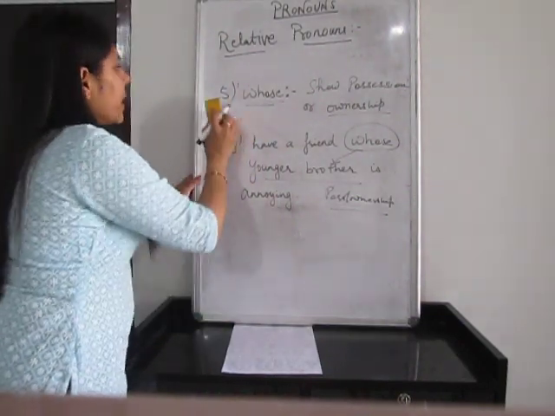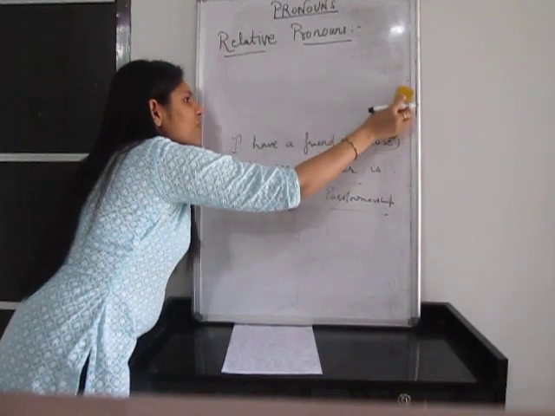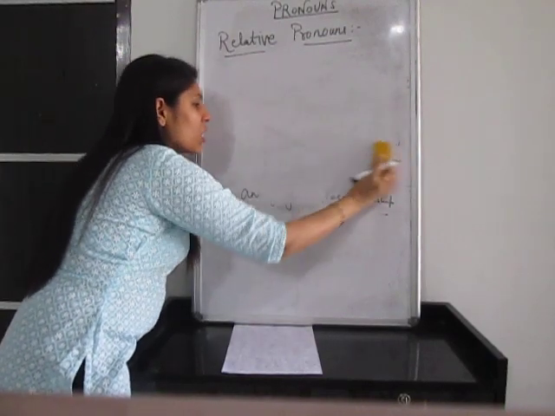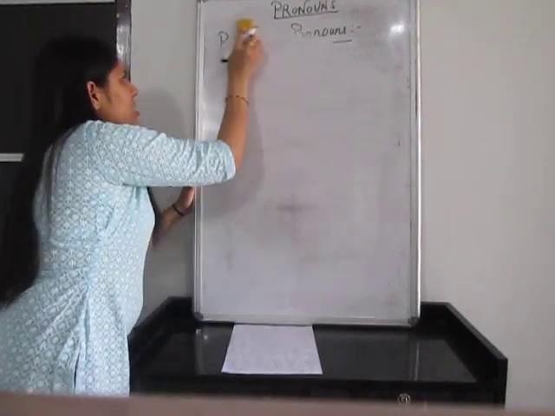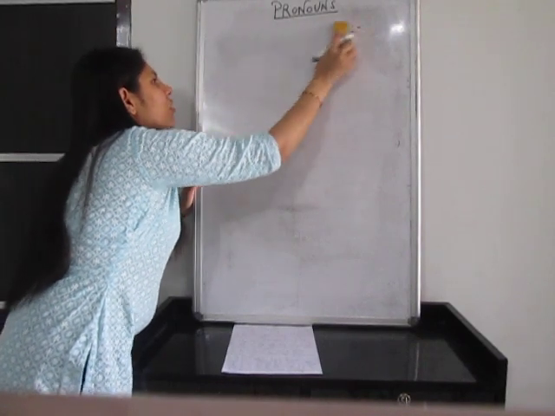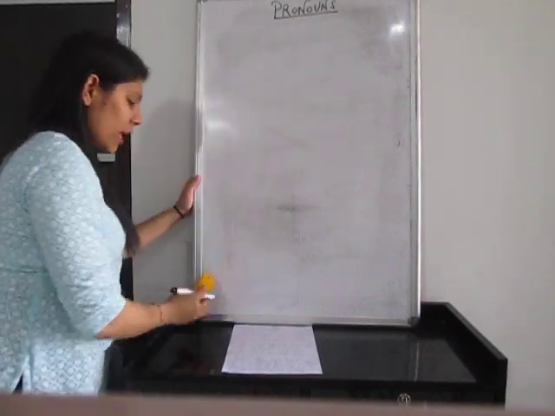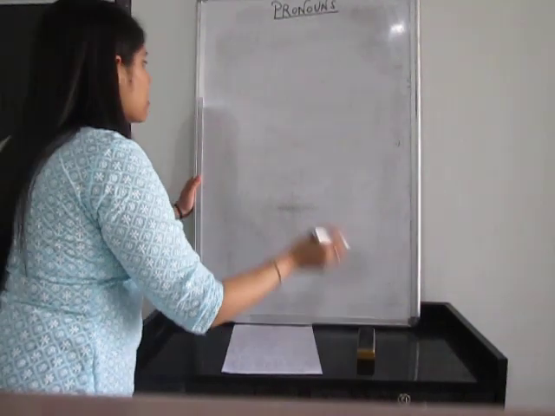So basically relative pronouns are those pronouns which we use to relate or connect our noun or pronoun to a phrase or a clause. Now let's do our next pronoun, that is demonstrative.